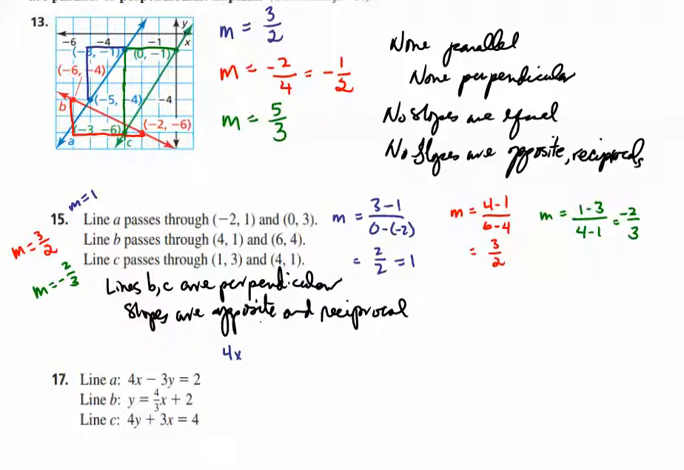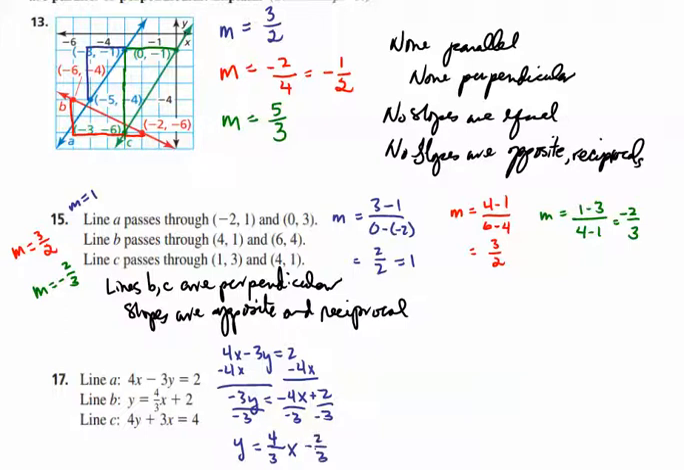So with the first equation, we have 4x minus 3y is equal to 2. I subtract 4x on both sides. I get negative 3y is equal to negative 4x plus 2, divided by negative 3, and I end up with y is equal to 4/3 x minus 2/3, and so the slope of line A is positive 4/3. Line B, fortunately, we don't have to do too much. We can see that its slope is 4/3.